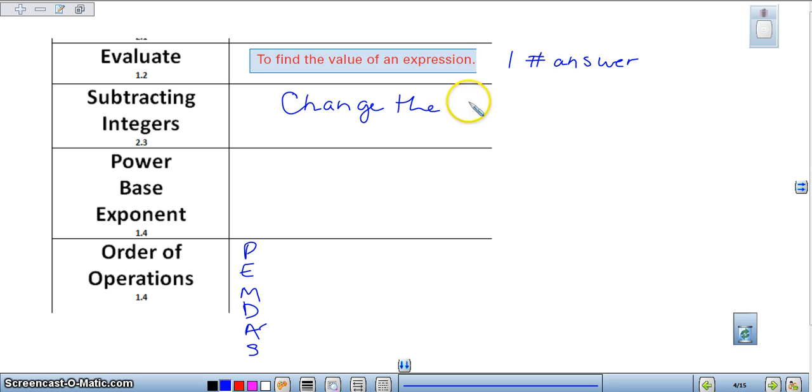So subtraction always changes to add the opposite. And again, if saying it over a few times or saying it in your head will help you to remember that. It is not adding the negative, but adding the opposite is what you always want to look at.